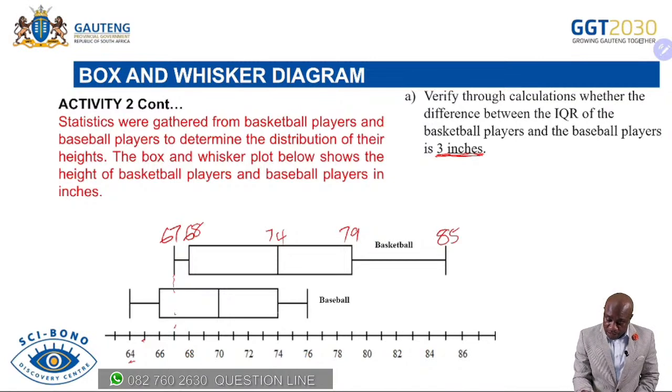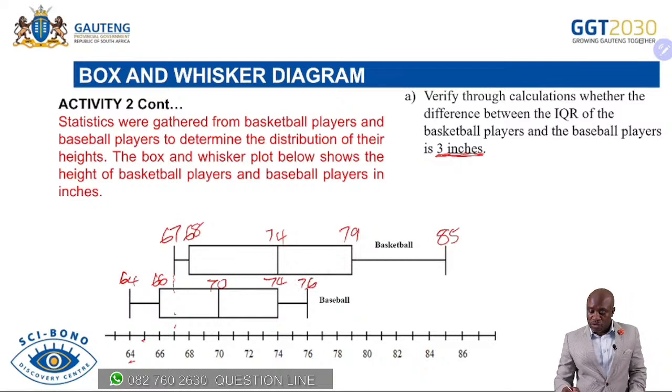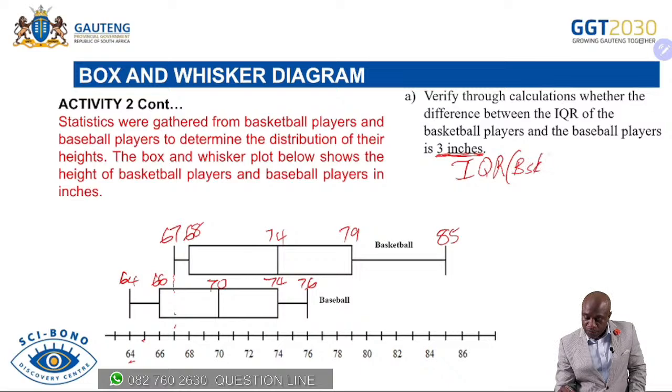And then for the baseball, the minimum is 64, and then it's 66. That's your Q1, the lower quartile, and the median is 70, and then your upper quartile is 74, and then lastly your maximum is 76. Now let's answer the question. Let's do the IQR for the basketball players. So let's do the IQR, and we're saying this one is for basketball players.